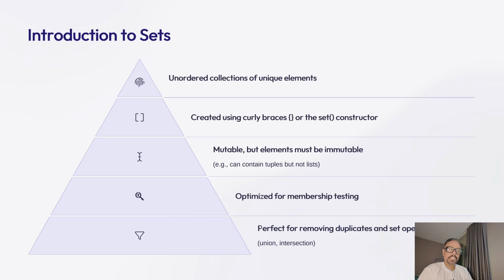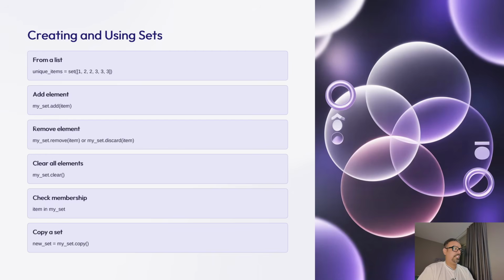In data science and machine learning, sets come in handy for tasks like feature selection, eliminating duplicate samples, and efficient intersection operations that we are going to perform on our data sets. So let's go ahead and see what's next. So now we just understood what exactly a set is.